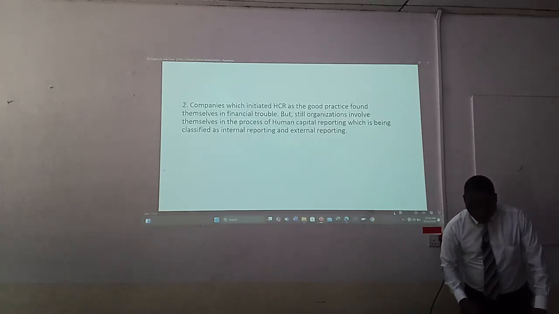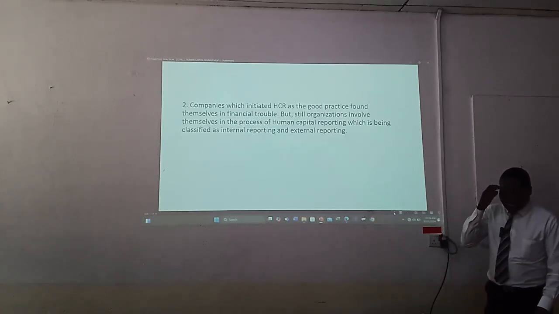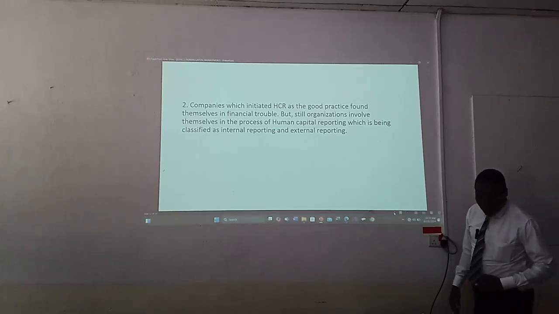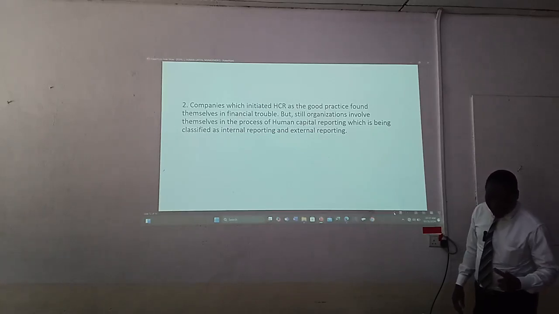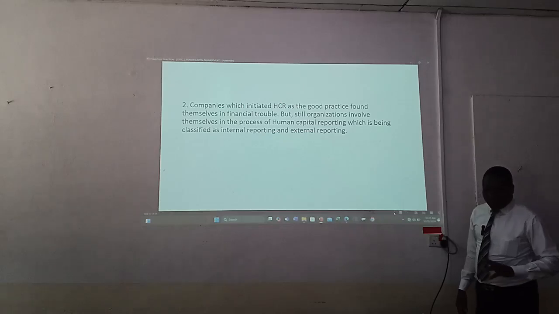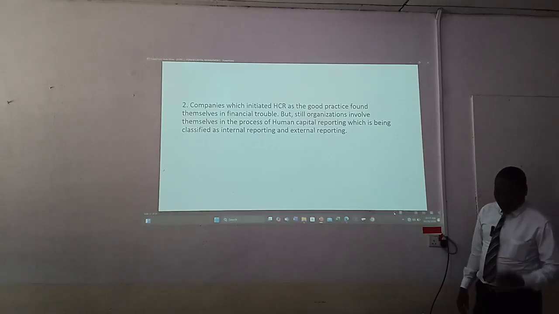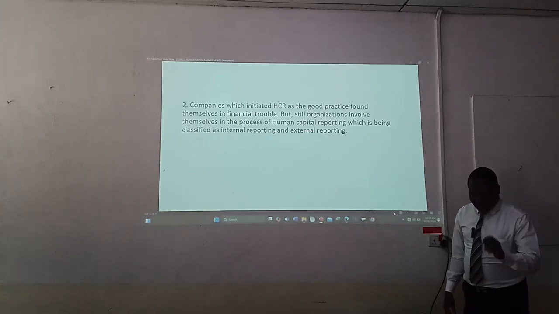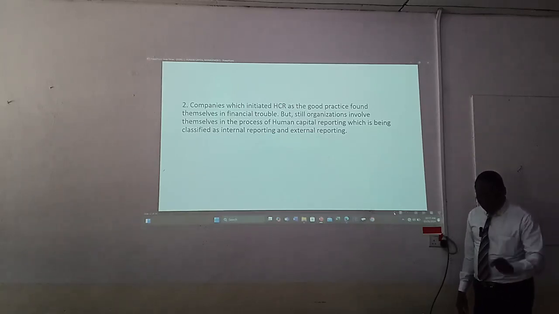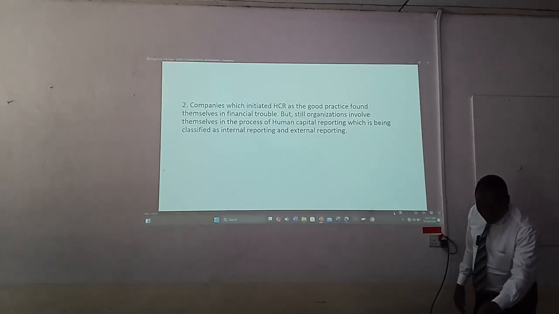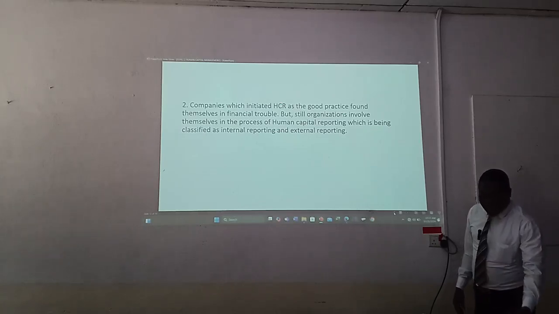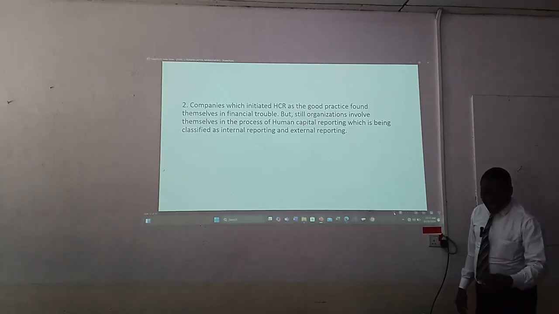That is number one. Number two, companies which initiated human capital reporting as a good practice found themselves in financial trouble. But still, organizations involve themselves in the process of human capital reporting, which is classified as internal reporting and external reporting.